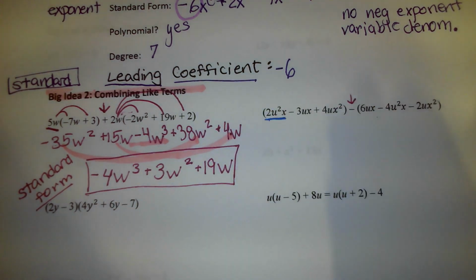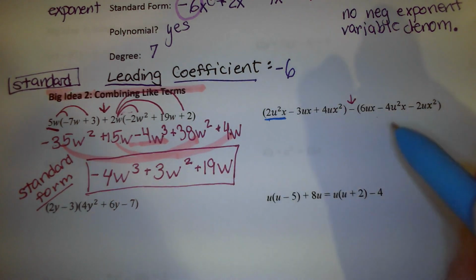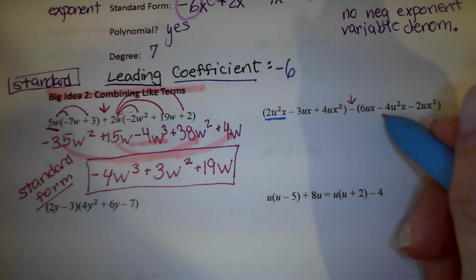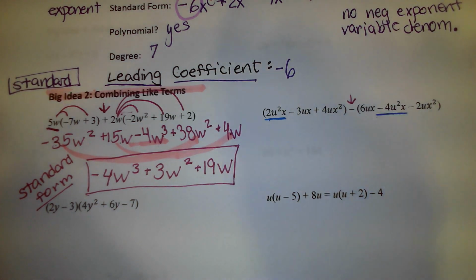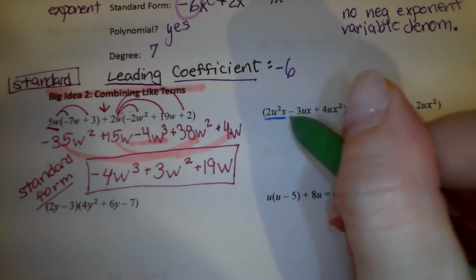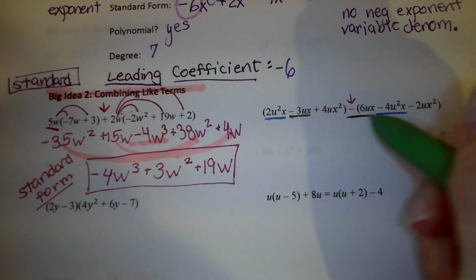So first I see I have 2u squared x. The exponent is above the u, so the only other term exactly like that would be negative 4u squared x. Next up I see negative 3ux and negative 6ux.